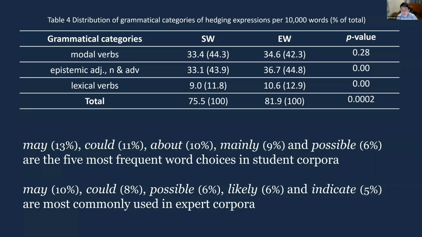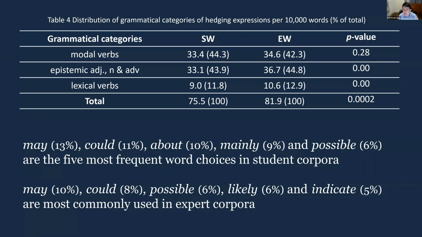In student text, students make very heavy reliance on modal verbs, but expert writers make quite a balanced use of different grammatical categories. And we also found different linguistic choices between students and expert writers. So may, could, about, mainly, and possible are the 5 most frequent word choices in student corpora. And may, could, possible, likely, and indicate are the most commonly used in expert corpora. And we can also see here about and mainly are very frequently used in students' corpus.